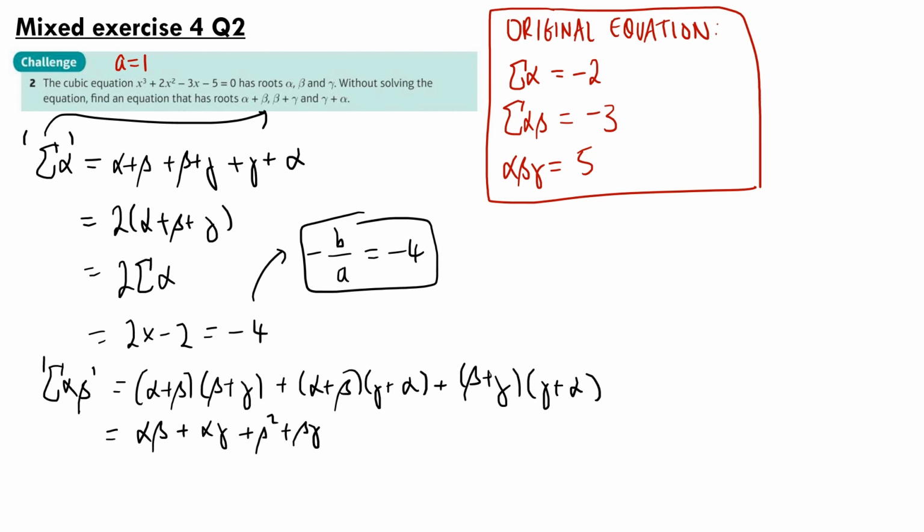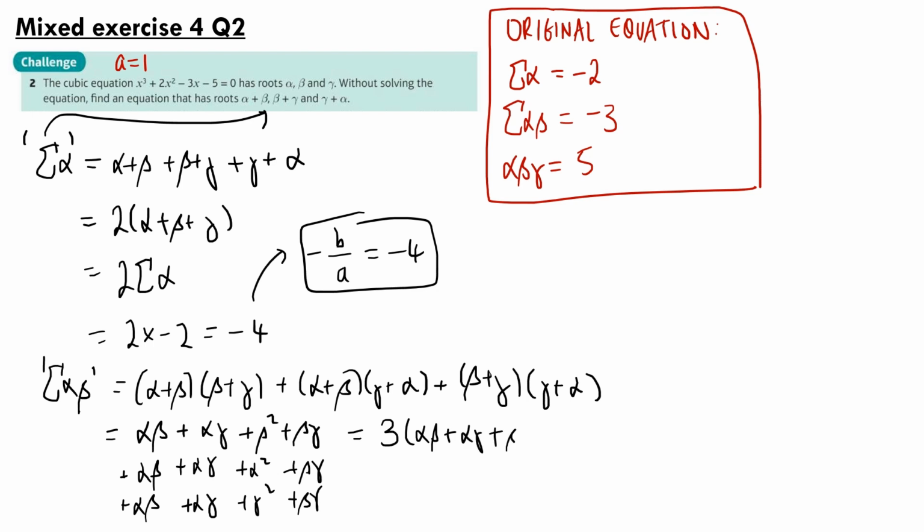Then we're going to have plus alpha gamma plus alpha squared plus beta gamma plus alpha beta. Then we're going to have, for the final bracket, beta gamma plus alpha beta plus gamma squared plus alpha gamma. And you can see from the way I've written it there, this is going to be 3 times alpha beta plus alpha gamma plus beta gamma.